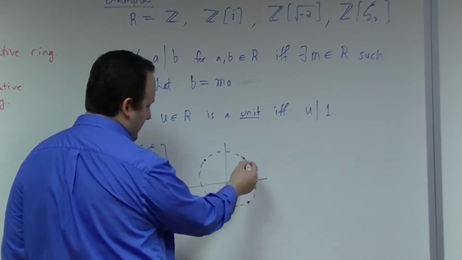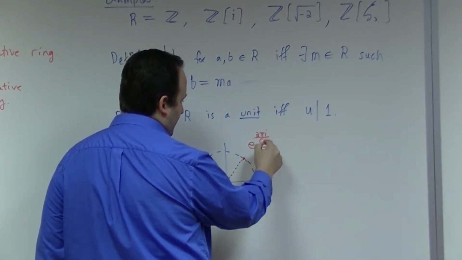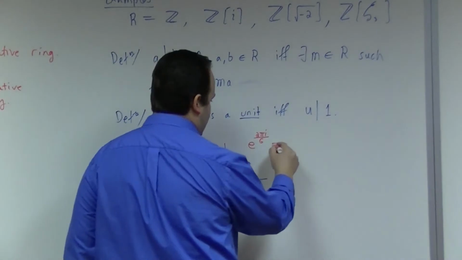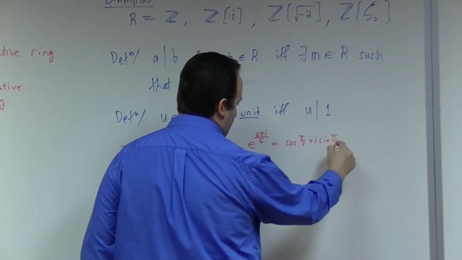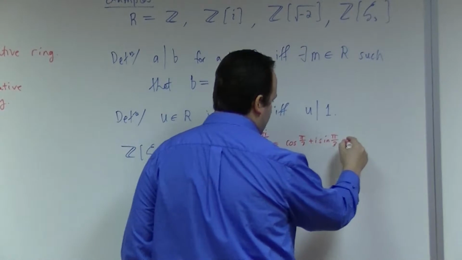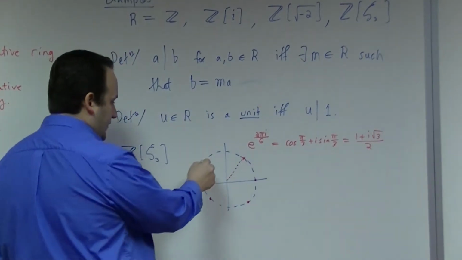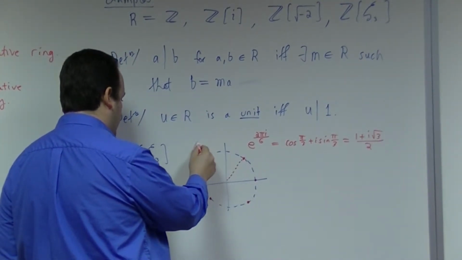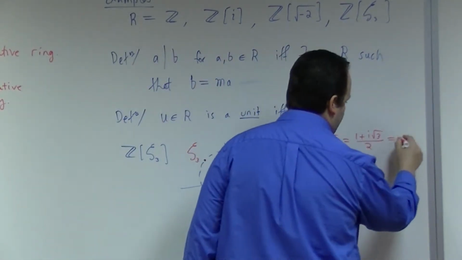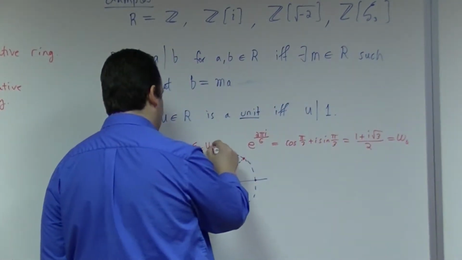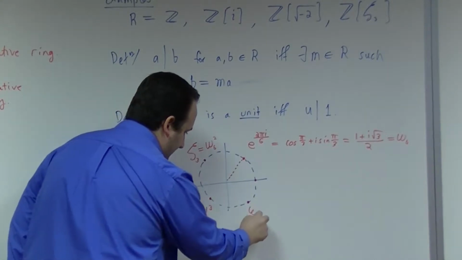So, basically this one right here, if you know complex numbers, if you don't, it's okay. But this is really e to the 2 pi i over 6, which is cosine pi over 3 plus i sine pi over 3. And that, for what it's worth, is (1 plus i root 3) over 2. Now this one over here was what we called the third root of unity, or zeta 3. But this is also equal to, if I call this thing omega sub 6, omega sub 6 squared. By the way, this one down here is omega sub 6 cubed. This one is omega sub 6.